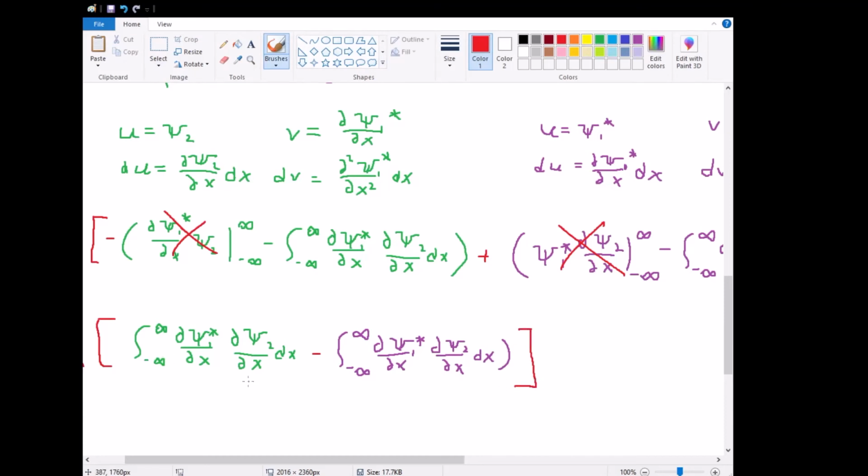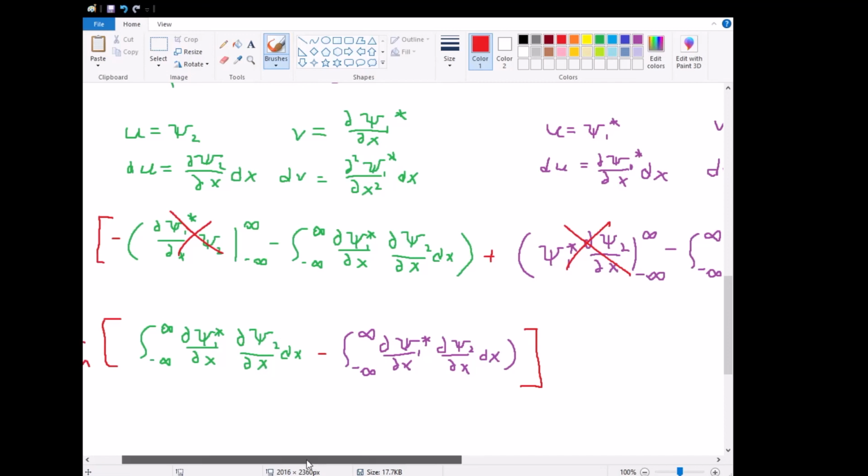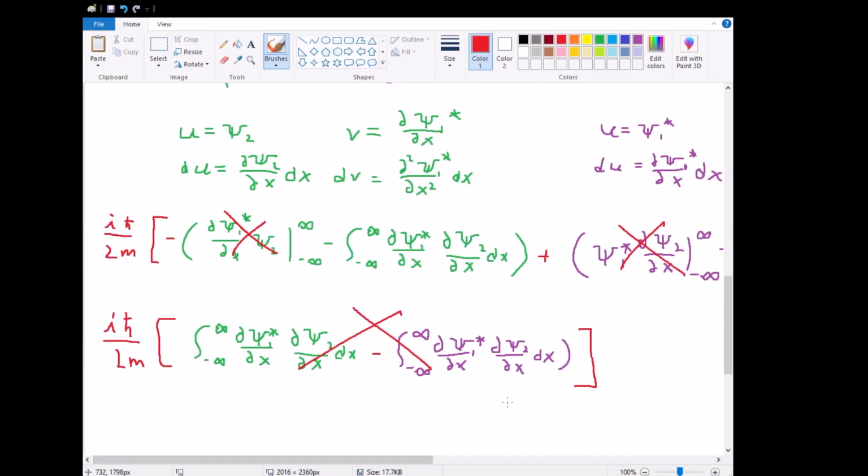And these two integrals are the exact same. Integrals from negative infinity to positive infinity of partial psi 1 star with respect to x times partial psi 2 with respect to x. So these two just instantly cancel out to 0, and as a result, this function equals 0, which is exactly what we wanted to prove in this problem in the first place. Therefore, we are done with this problem.